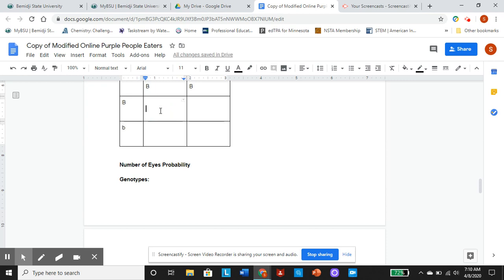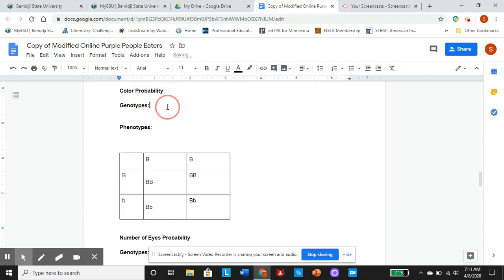And this is just pulling from the box up top and the box to the side, and pulling both here. So now I have a gene. Look at that. Big B, big B. So one of my offspring has a possibility of being homozygous dominant. Oh my gosh. All right, now I got big B again. And then I got big B, little b. And then I got big B, little b.